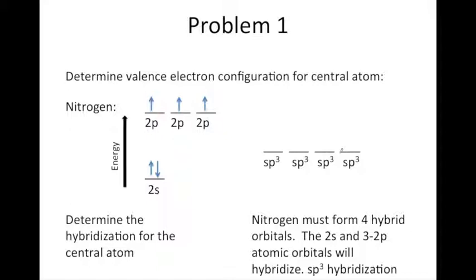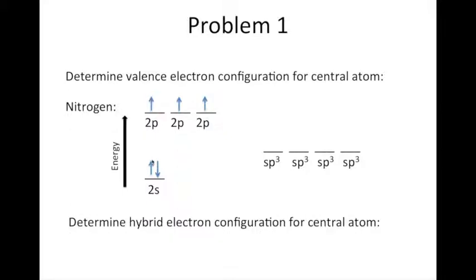So now let's place our electron configuration. To do this, we still follow the Aufbau principle and Hund's rule. We put 1 electron into each of our hybrid orbitals. All of these have the same spin, and we have 1, 2, 3, 4, 5 valence electrons for nitrogen. So now we go back and put our 5th one here, and we start to double up. We put those as opposite spins. So this would be what we would call the hybrid electron configuration for our central atom.